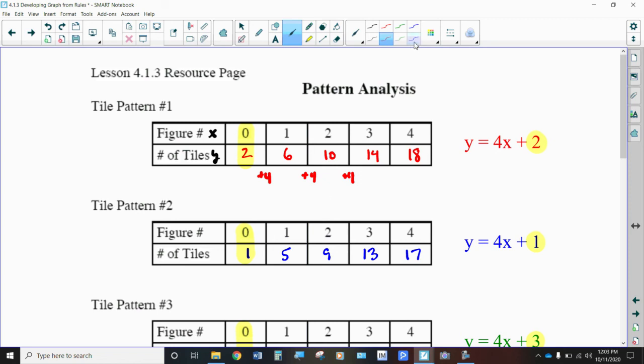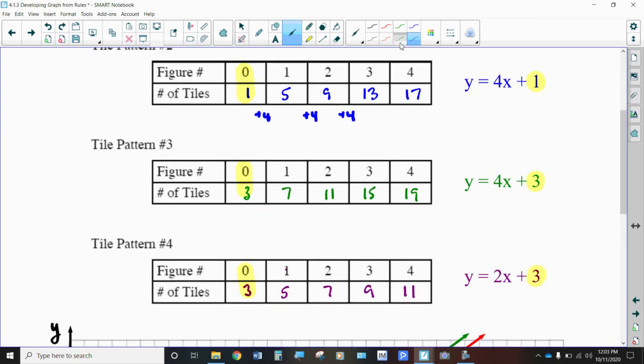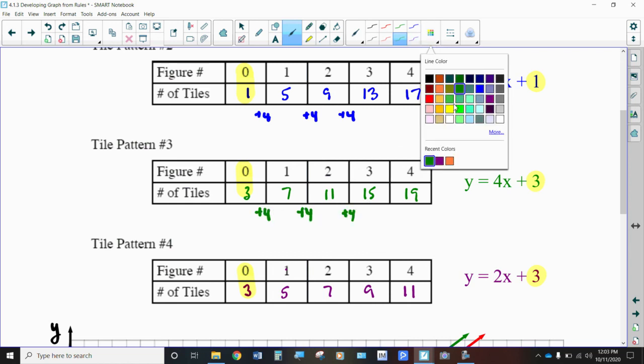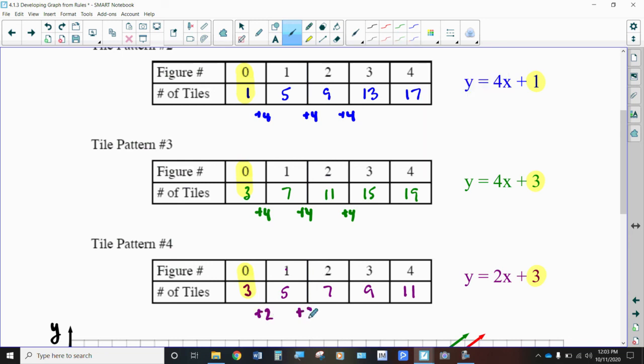Notice how that's the same for the first 3 tile figures. They all have the same growth rate. Same thing here. We'll do it in green. 1 plus 4 plus 4 plus 4. And the one that was different was tile pattern 4, where this one was growing by 2.